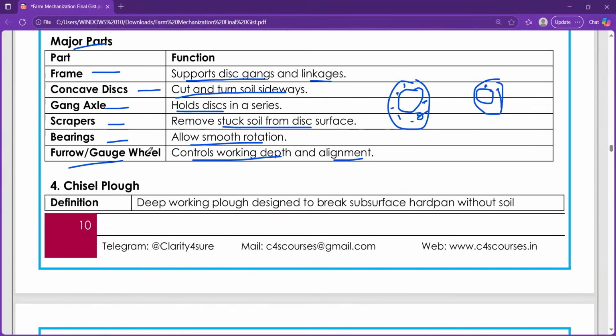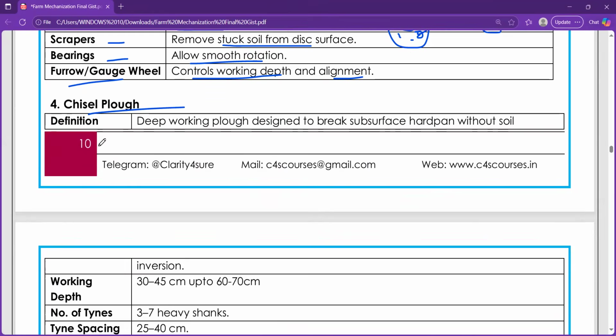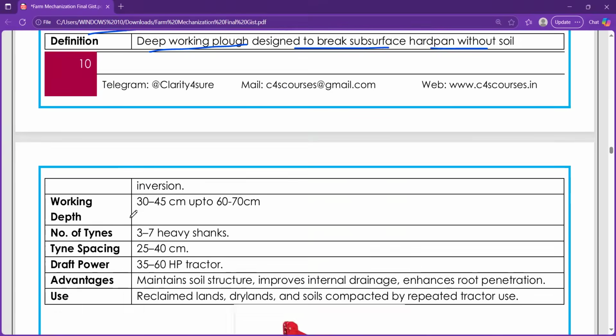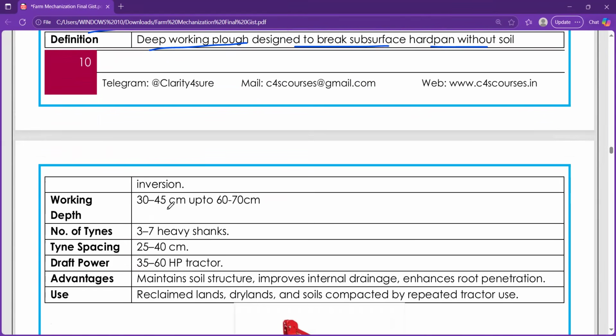Okay, so next we have the chisel plough. The definition here is that it is a deep working plough which is designed to break the subsurface hard pan without soil inversion.